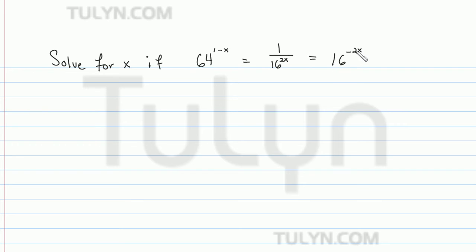to the negative 2x, right? Because the negative exponent just gives you the reciprocal, so this is basically the same thing. So now the goal is to find a like base for these two numbers.